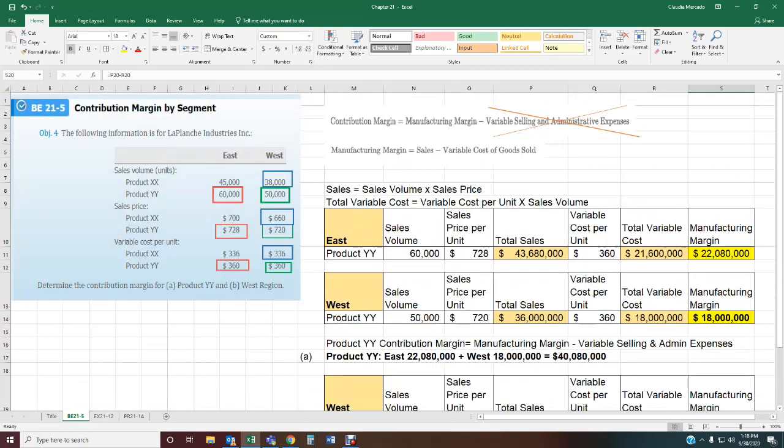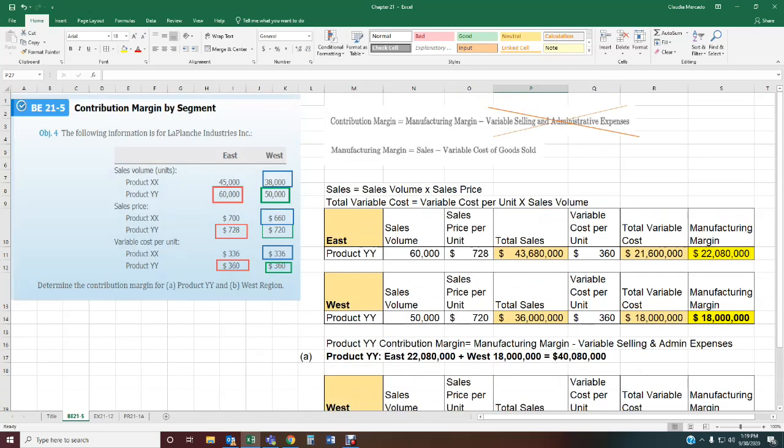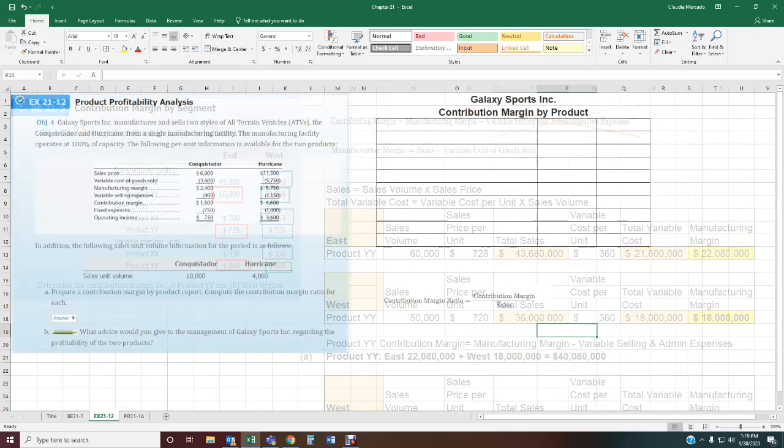So that is the first exercise that I'm going to be covering. Remember the answer for that's letter A, and this is the answer for letter B. The 40,080,000 is for A. The 30,312,000 is for B. And all of my calculations are up here on how we calculate each of the components.